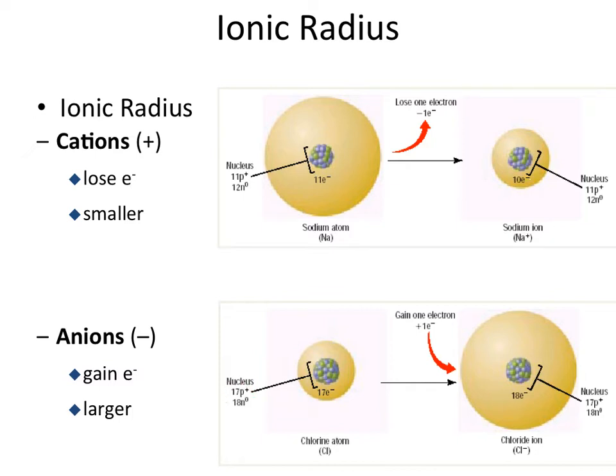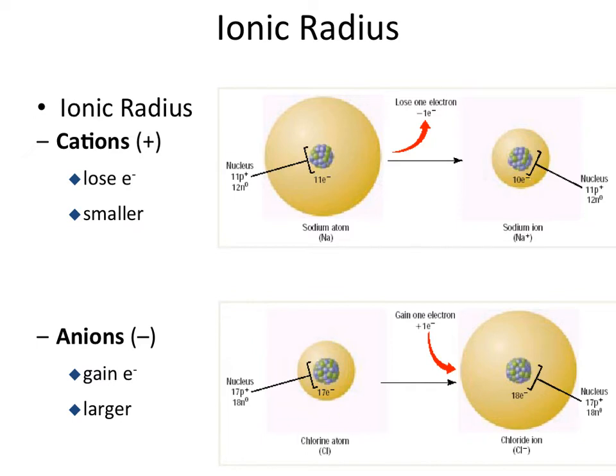Chlorine atoms have 17 protons, 17 electrons. If I pick up an electron to form a chloride ion, I still have the same number of protons. I have 17 protons, but now I have 18 electrons to contend with. So the effective nuclear charge in this case is going to be diminished. Those protons are going to now have to hold on to an extra electron. So the size of the anion is going to increase with respect to the parent atom.